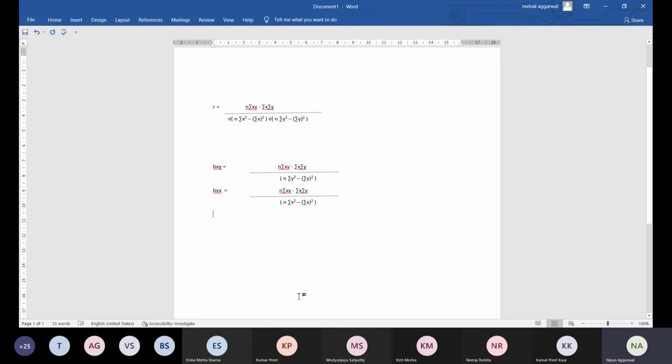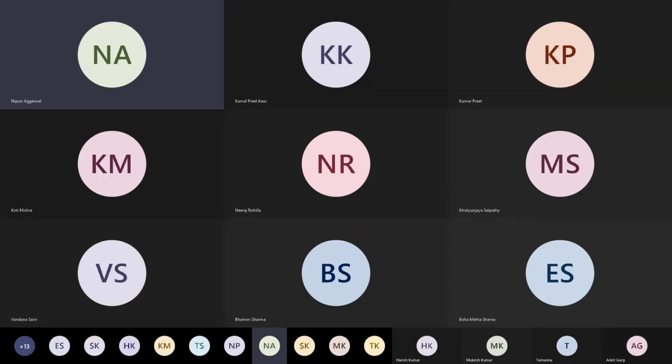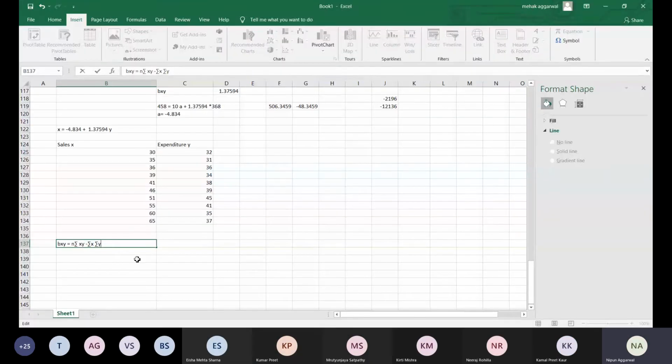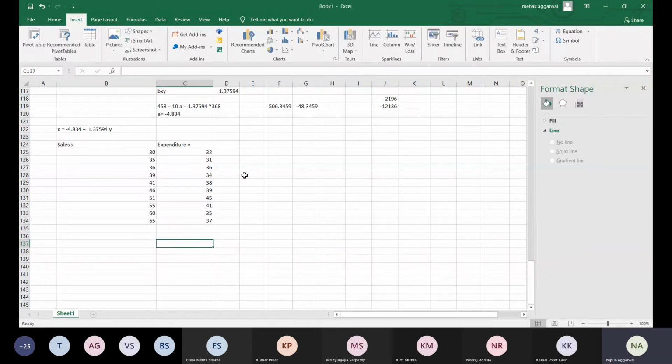So that is your formula method. So now I'll check with the formula method if the same answer comes or not. Fine. So we'll come with this formula method now. So for bxy, the first thing is we have to calculate n summation xy minus summation x summation y.